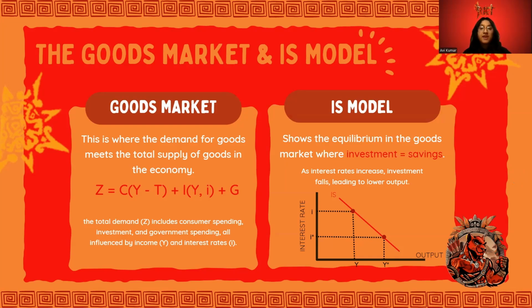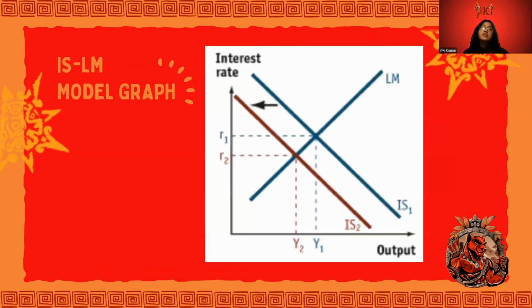Then here is the IS model or the graph of the IS relation, which shows the equilibrium in the goods market where investment is equal to savings, which means when interest rates increase, investment falls, which leads to lower output. As you can see on the graph, as the interest rate is going up, the output is going down. Here is the model for the ISLM curve, and we'll discuss it more later. But first, let's talk about the LM curve.